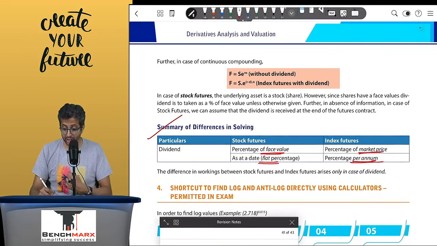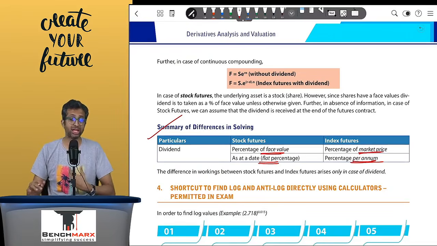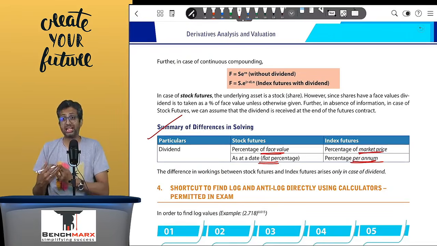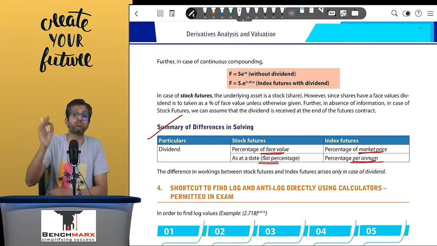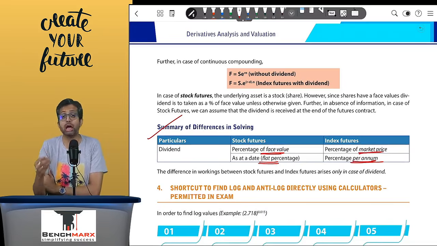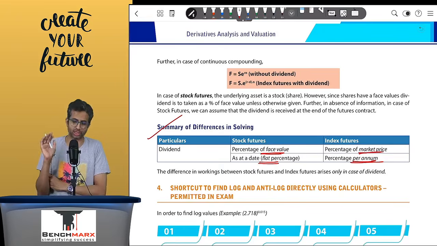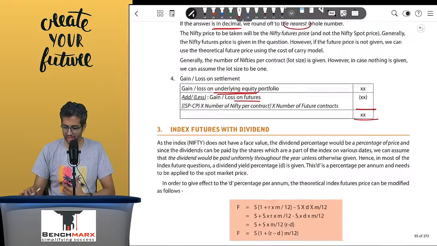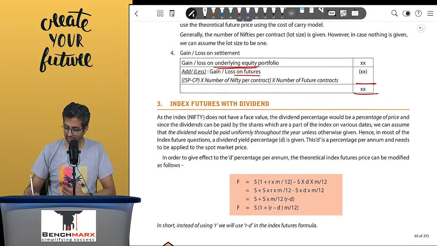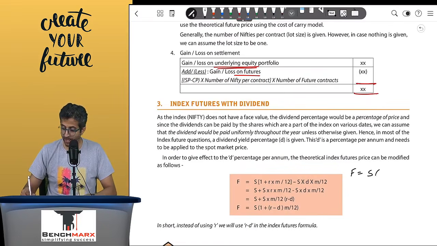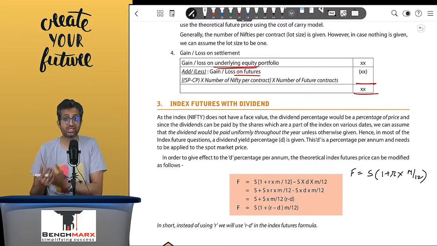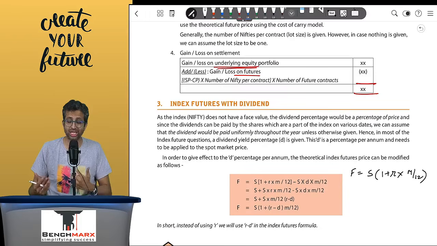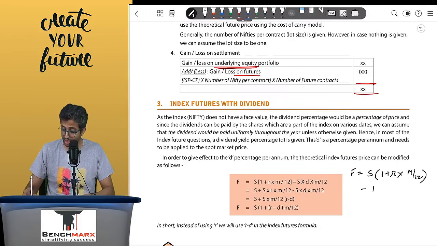So R is the rate of interest that you have to pay, D is the dividend yield in percentage that you receive. In case of a stock future, you calculate D in rupees and then subtract the D. However, in case of an index future, if you want to find the theoretical futures price, you will say, okay, spot price of the Nifty is 20,000 into 1 plus R into M by 12. But can the constituents of Nifty also give me a dividend? Well, yes. In that case, do I need to deduct the dividend? Well, yes, and hence minus D.